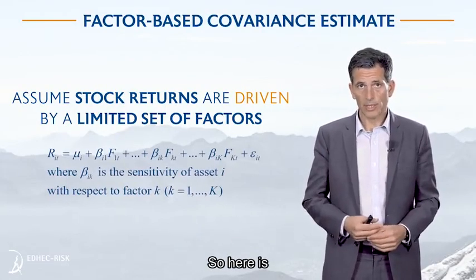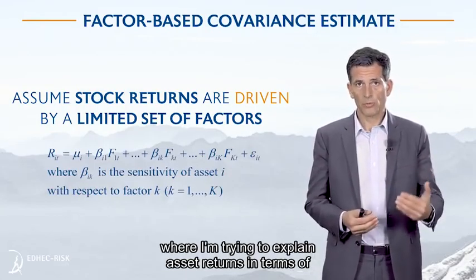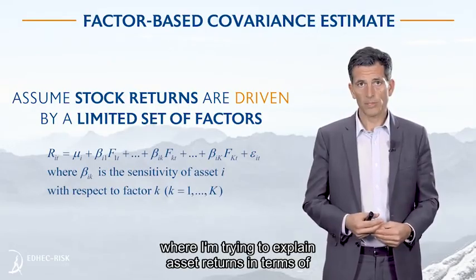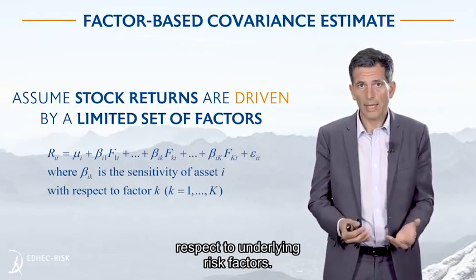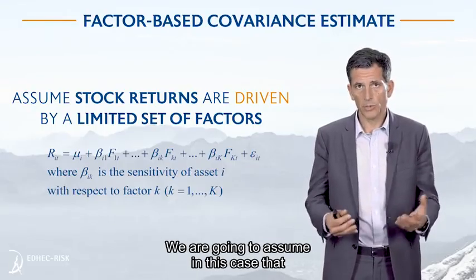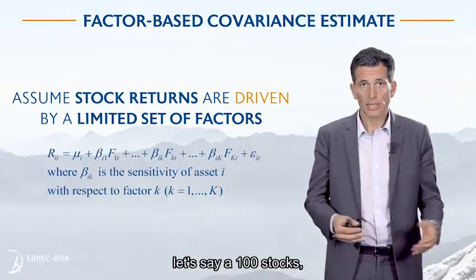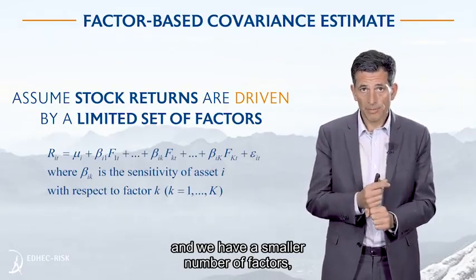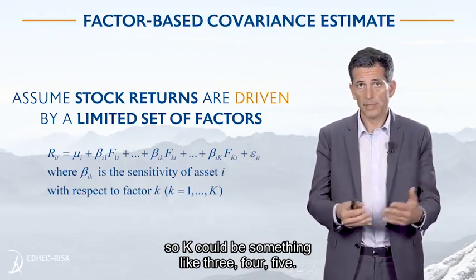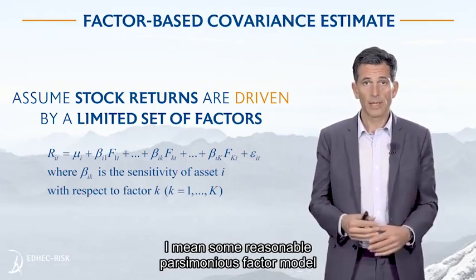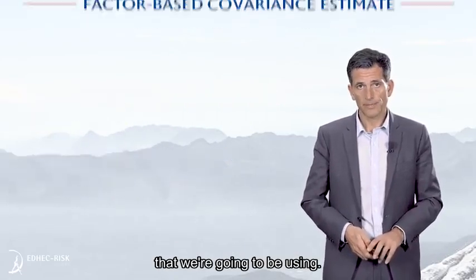So, here is a typical kind of factor model decomposition of asset returns. We are trying to explain asset returns in terms of the asset exposure with respect to underlying risk factors. And we're going to assume in this case that we have n assets, let's say 100 stocks, and we have a smaller number of factors. Say we call it k, the number of factors. The k could be something like 3, 4, 5. I mean, some reasonable parsimonious factor model that we're going to be using.